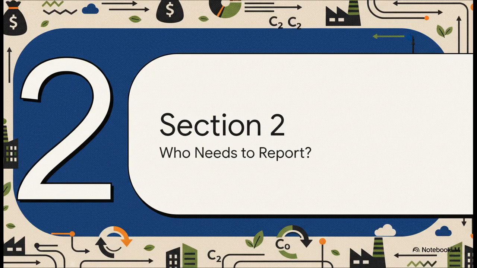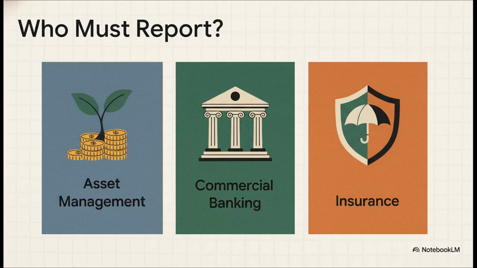So now that we know what financed emissions are, the next big question is, well, does this even apply to you? IFRS S2 gets very specific about which financial activities are actually in scope here. And here it is, plain and simple. The standard spells it out. If your institution is involved in asset management, commercial banking, or insurance, you're in. You are required to disclose financed emissions. If you're in one of these verticals, this reporting is your new reality.